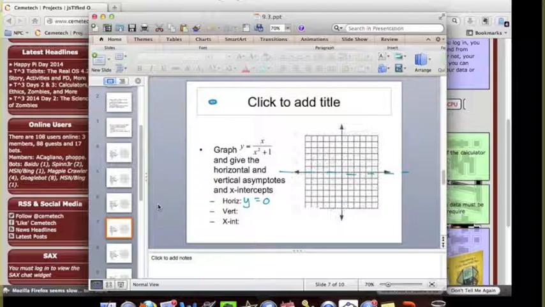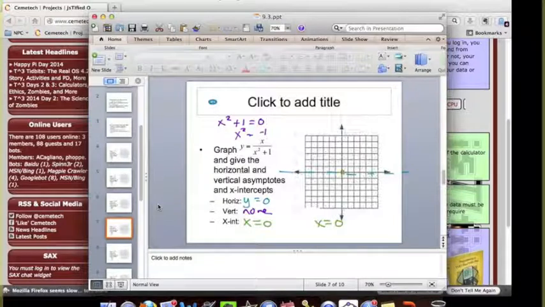Vertical asymptotes happen where the denominator equals 0. So x squared plus 1 equals 0. X squared is -1, and that's a problem. So there's none. X-intercepts happen where the numerator equals 0. So that would just be x equals 0.